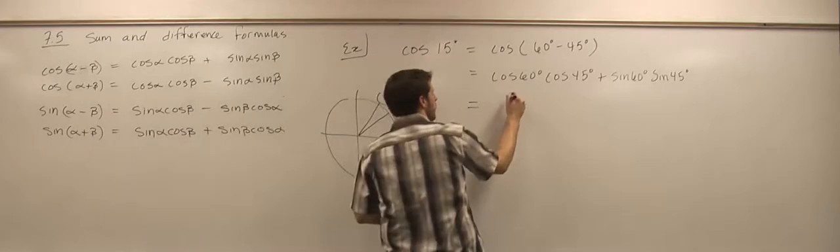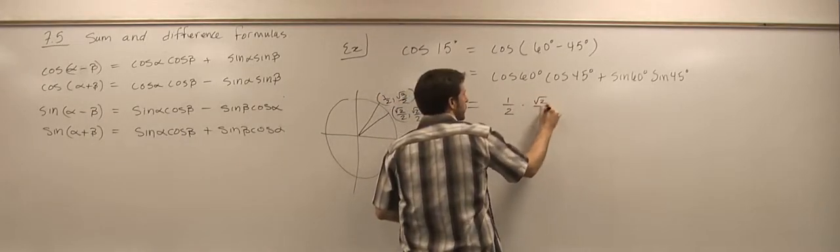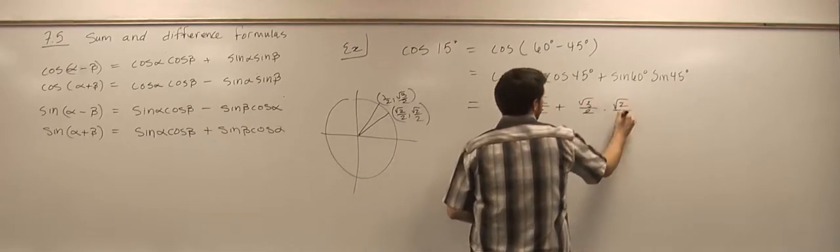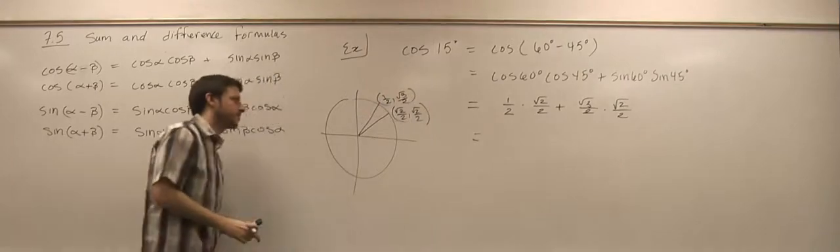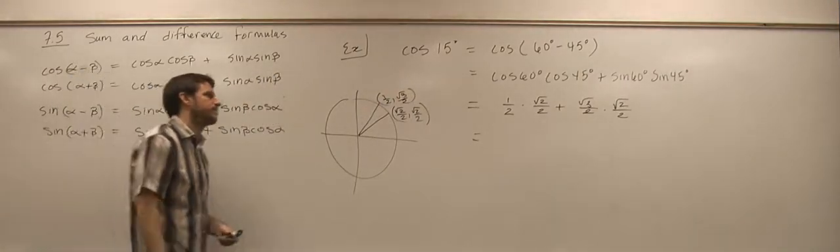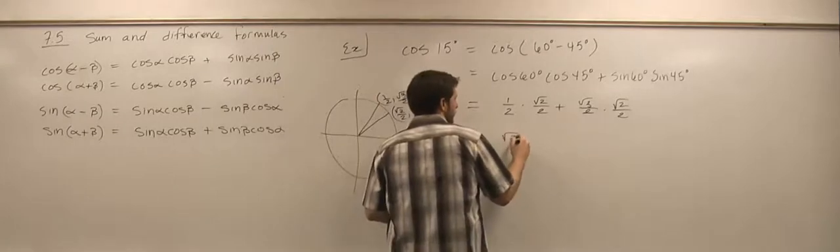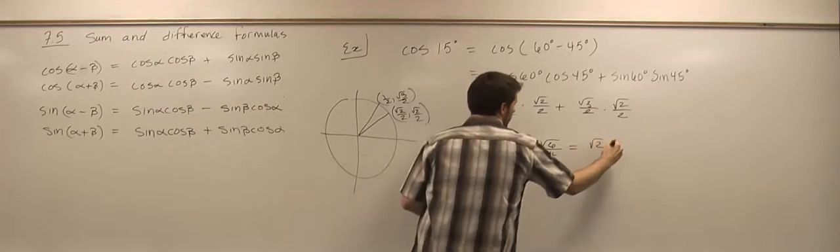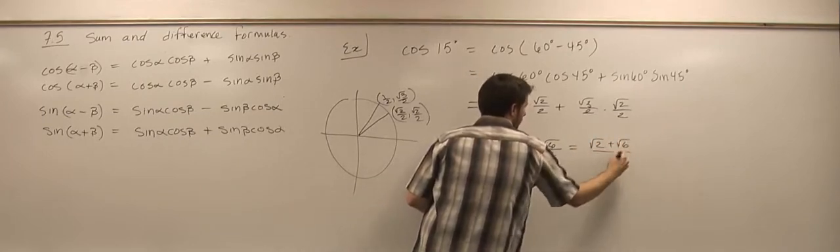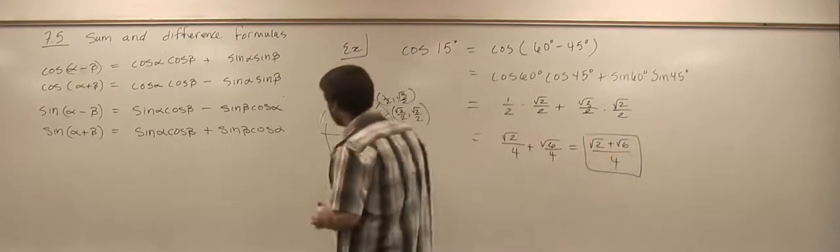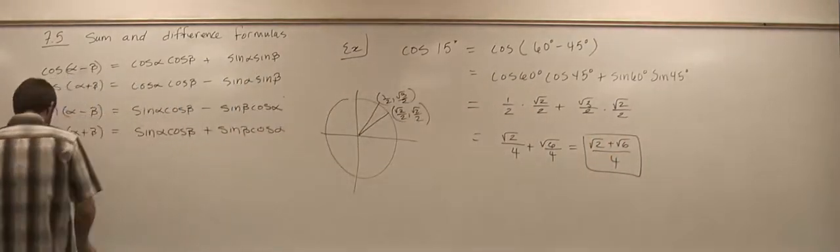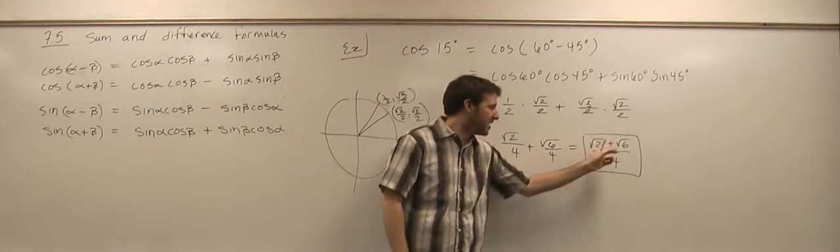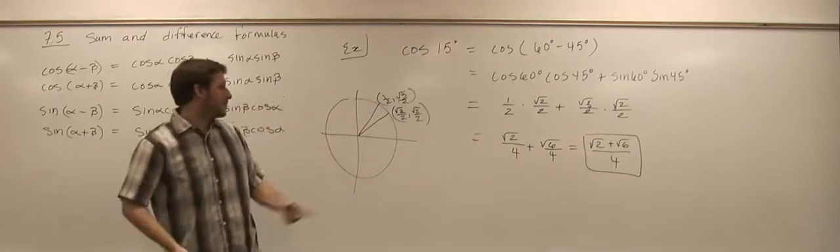So cos 60 is 1/2. Cos 45 is root 2 over 2. Sine 60 is root 3 over 2. Sine 45 is root 2 over 2. Do the multiplication. So you're going to see lots of root 6s and root 2s and 4s. You'll see different signs on all of them, but you'll see a lot of those numbers because they come from these numbers.